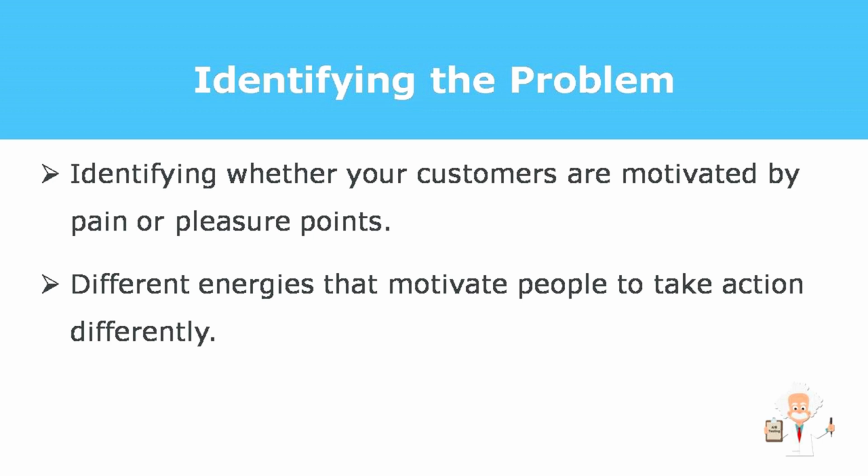Identifying the problem. The next part after you have established an introduction is to identify the problem that your readers may face. The effective way to do it is by identifying whether your customers are motivated by pain or pleasure points. By identifying these kind of points, you can answer the question, are they qualified for my product? These points have different energies that motivate people to take action differently, so you need to understand what makes your customers tick, and more importantly, what makes your customers buy.